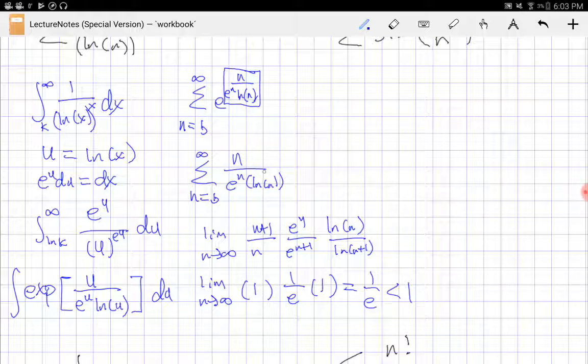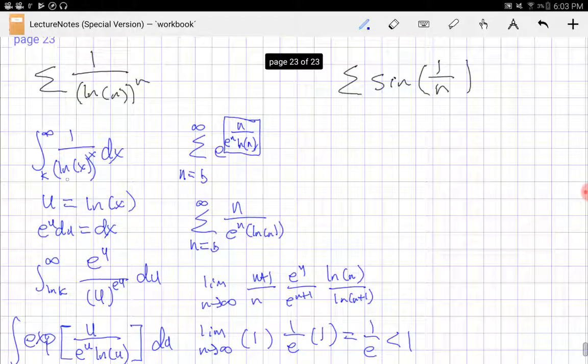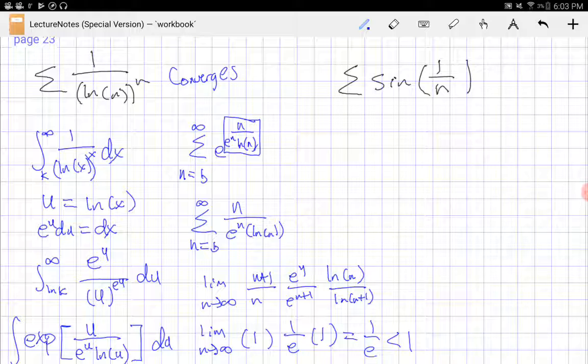If the series converges, then e to this number will also converge, which means that this integral converges, which when we go back means our original series converges. So this converges. There were a lot of steps to get there, but that's one of the things about these convergence tests. Sometimes you have to use more than one of them to find whether a series converges or not.